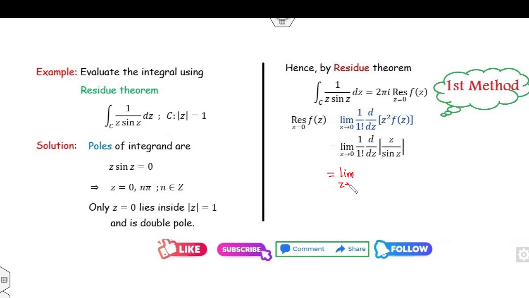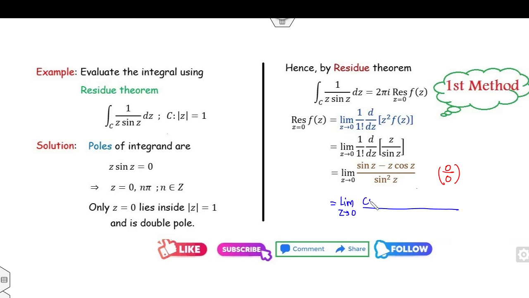How can you find the derivative? I will take the u over v rule. This is my sin squared z, v times u' minus u times v'. Fine. Now clearly, when you substitute z equal to 0, this is a 0 by 0 form. Once it's a 0 by 0 form, I can apply the L'Hopital rule.